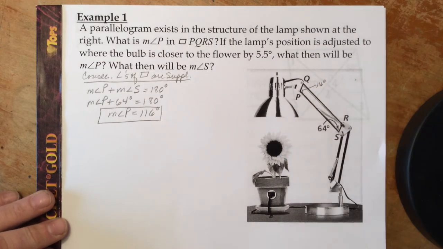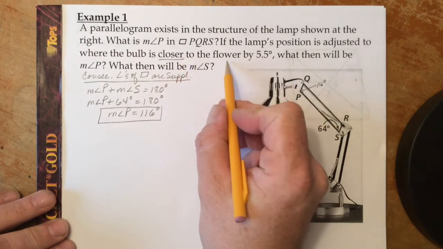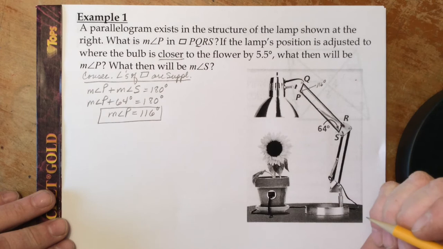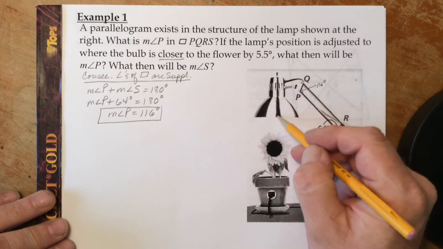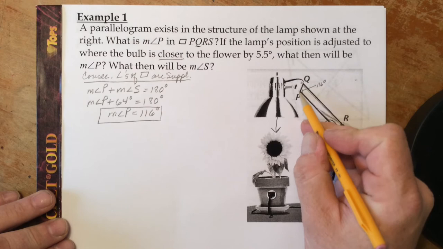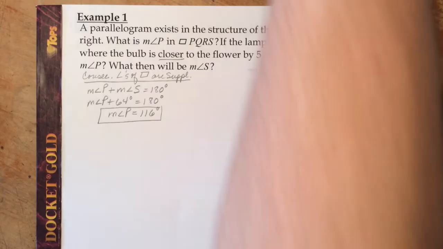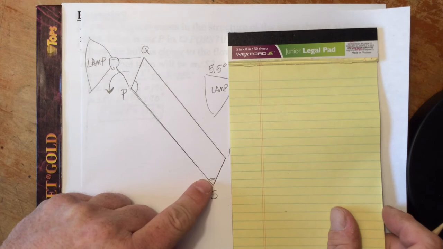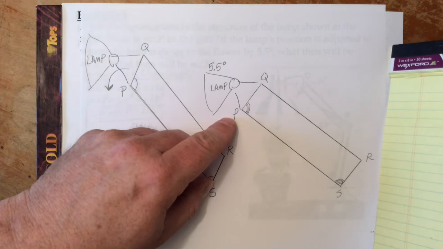The second part of the problem: if the lamp's position is adjusted to where the bulb is closer to the flower by 5.5 degrees, what then will be the measure of angle P? What then will be the measure of angle S? So what's happening here is you pull this lamp or globe down closer to the flower, and the shape of this parallelogram is going to change. If this is the original position, there's angle P and angle S, and we pull the lamp down this way, you get something that looks like this.